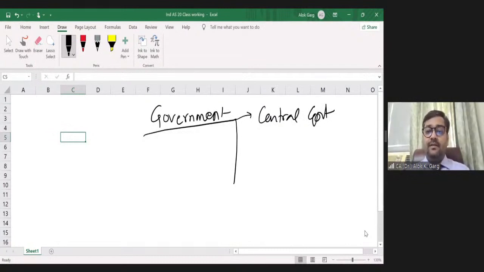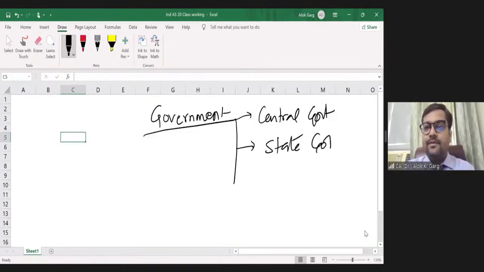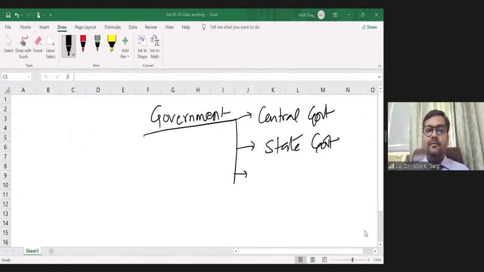You must have seen, at some places it is written the government of India. So through President of India. When I say state government, through Lieutenant Governor. So government includes central government. Government includes state government.